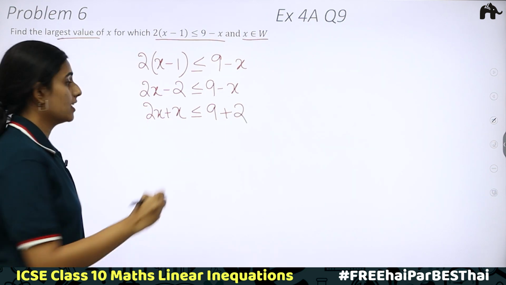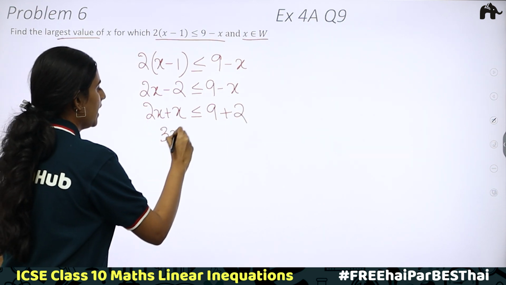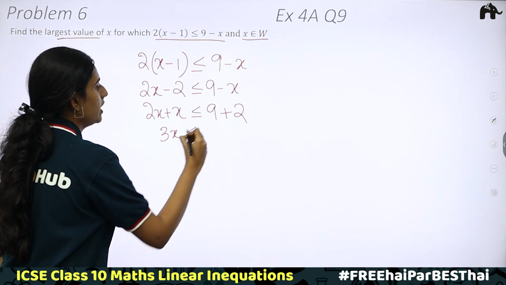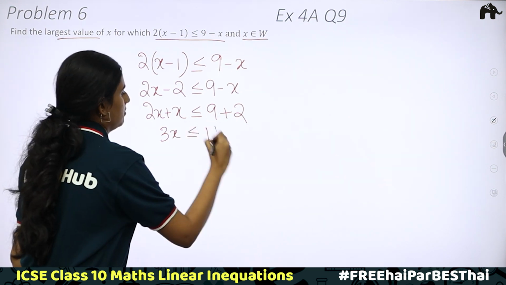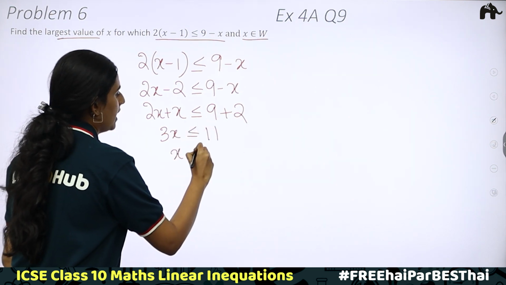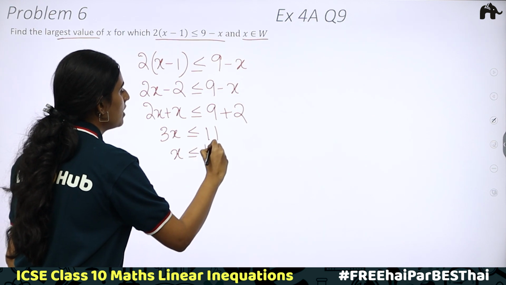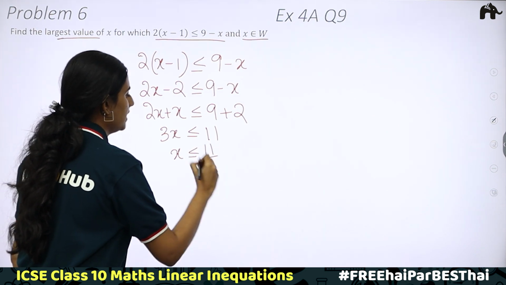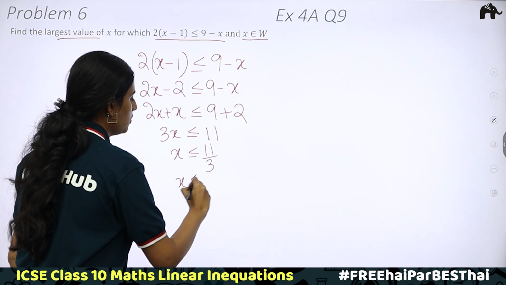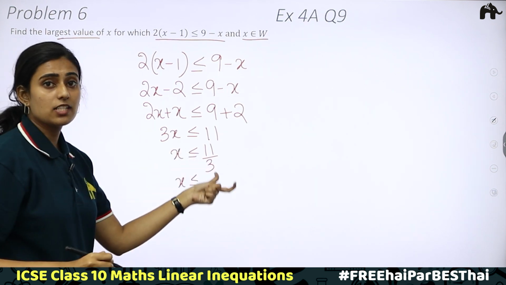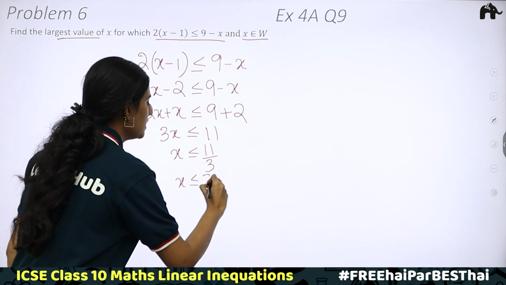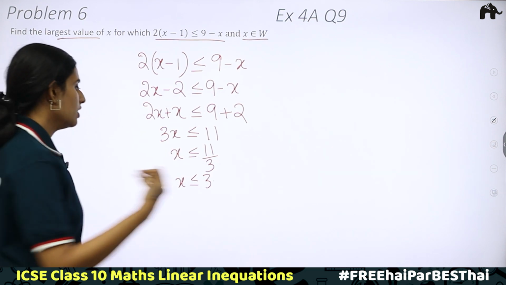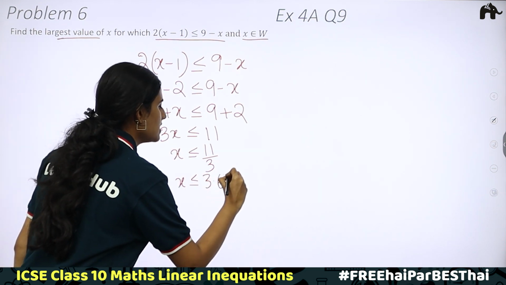2x plus x, 3x. 3x less than or equal to 9 plus 2, 11. What is x? x less than or equal to 11 divided by 3. Converting this fraction to decimal, we get 3.666. We can write it as 3.67.